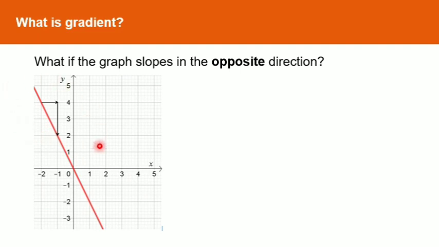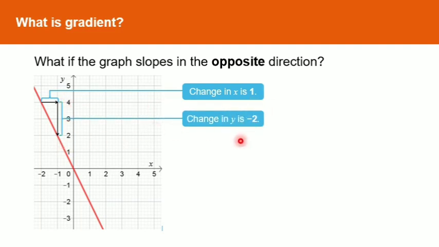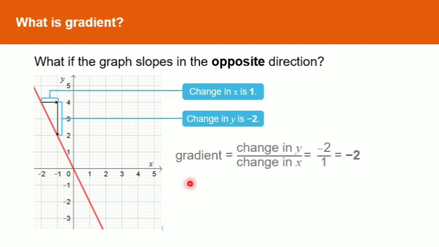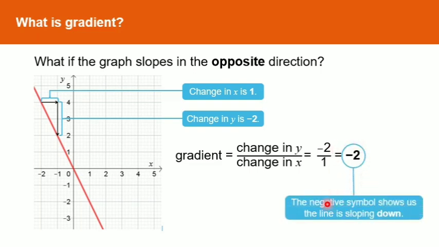Now I have a different line, and this line slopes in the opposite direction to the previous line. Now what will happen to the gradient? Let us check together. Here I already prepared a simple triangle. Let us find the change in x, which is 1, and also the change in y, which is -2. It is negative because the arrow is going down. This is positive because the arrow is going to the right. So the gradient will be -2 divided by 1, which is -2. This negative symbol shows us the line is sloping down.